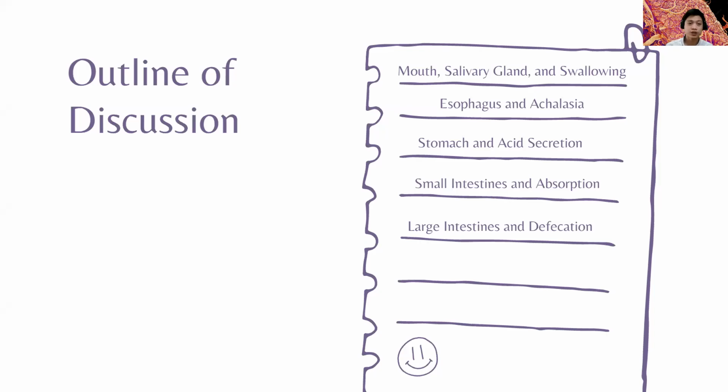So this will be our outline of discussion. We'll be starting with the mouth, and then we'll be ending with the large intestines. So at this point in time, I hope you understand that the gastrointestinal tract or the alimentary tract spans from the mouth down to the anus. No? Yung daluyan ng pagkain, that is the entire alimentary tract.